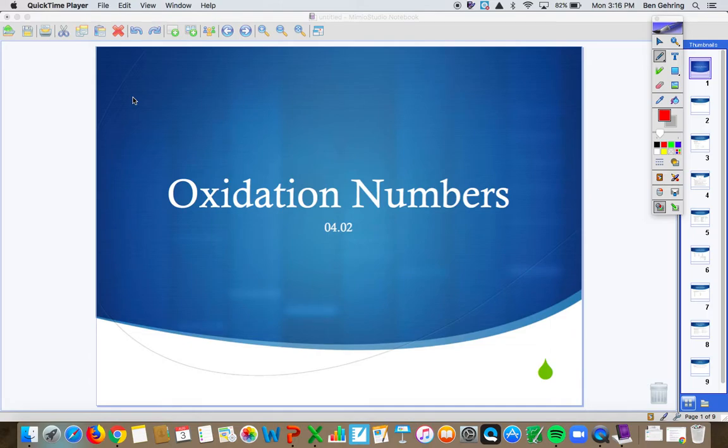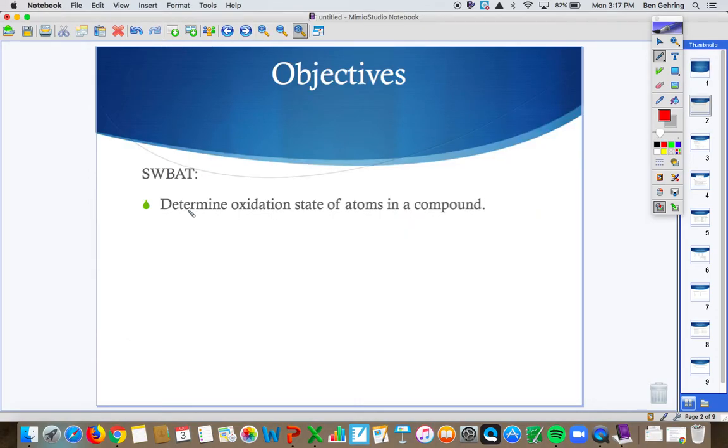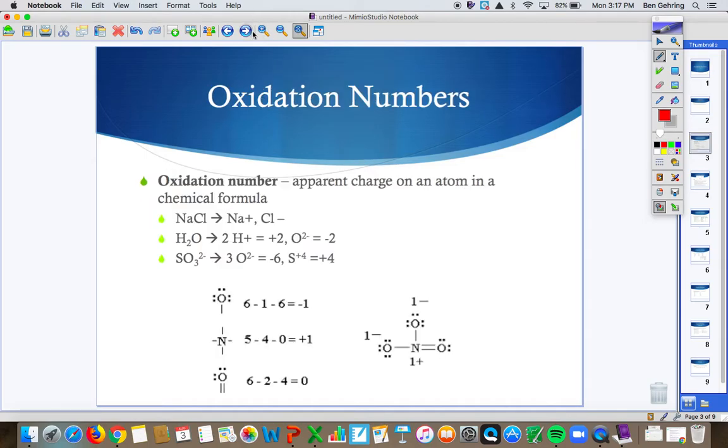Hello and welcome back to our chemical bonding unit discussion. Today we're going to talk about oxidation numbers. We talked a little bit about these in the last slide, but we're going to be able to determine them today. The goal is to determine the oxidation state or the oxidation number of atoms in a compound. That is the objective for the end of this video.